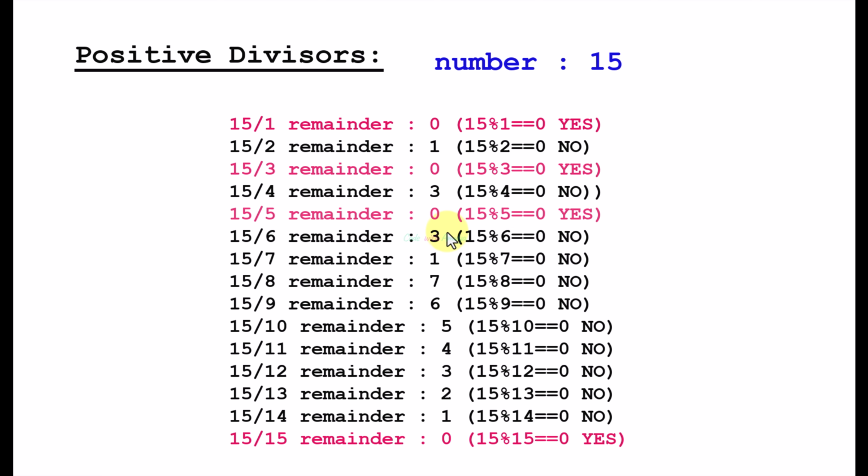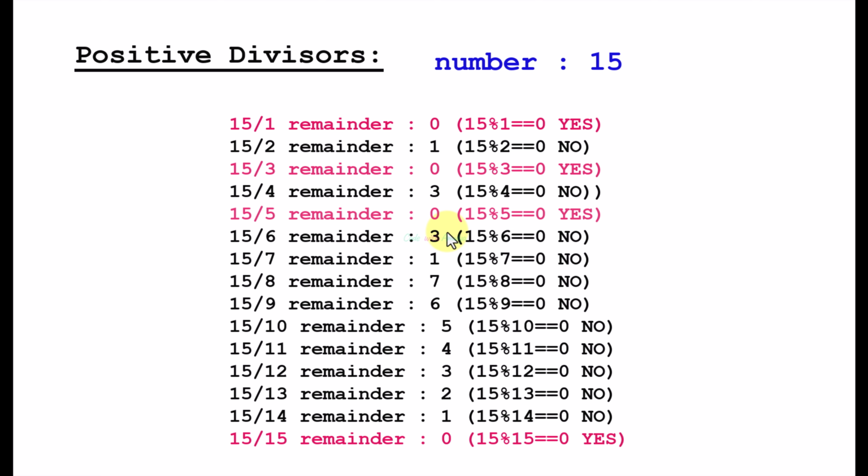To find the positive divisors, we can start from 1 and divide the number by 1 and check for the remainder. If we get remainder as 0, then 1 is a positive divisor of 15. Then go to the next number. Divide the number by 2. Check for the remainder. If remainder is 0, then 2 is a positive divisor of 15. If not, then 2 is not a positive divisor of 15. We need to do this till 15.